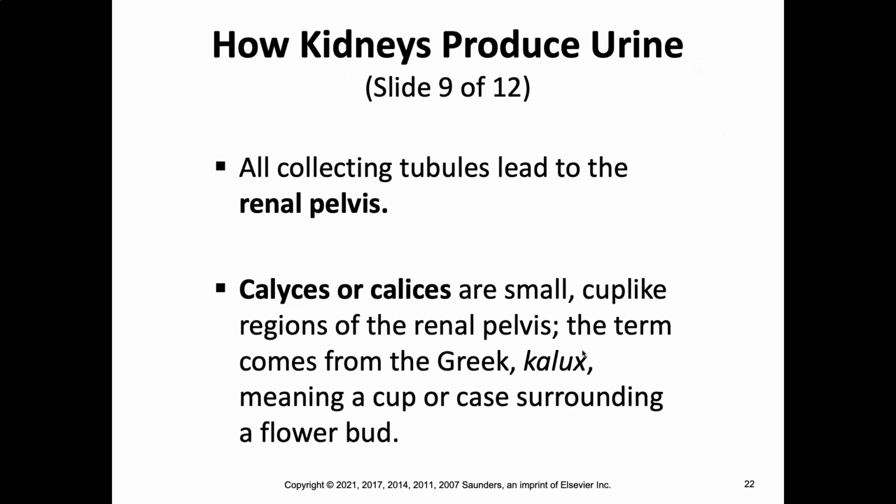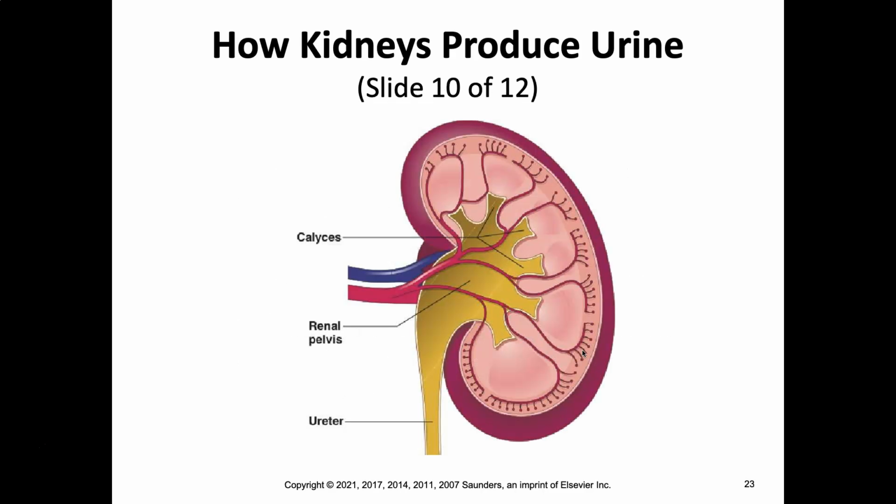How do kidneys produce urine? All those collecting tubules lead to the renal pelvis. And then in the renal pelvis, there are these calyxes or calyces, and the term means a cup or case surrounding a flower bud, because that's what they look like. And here's what we see for our visual.